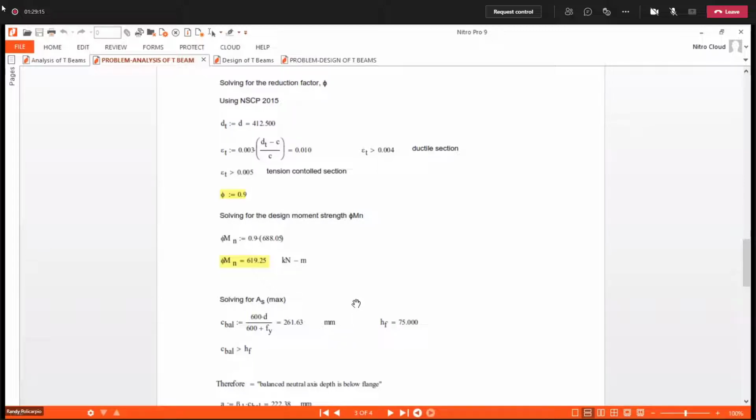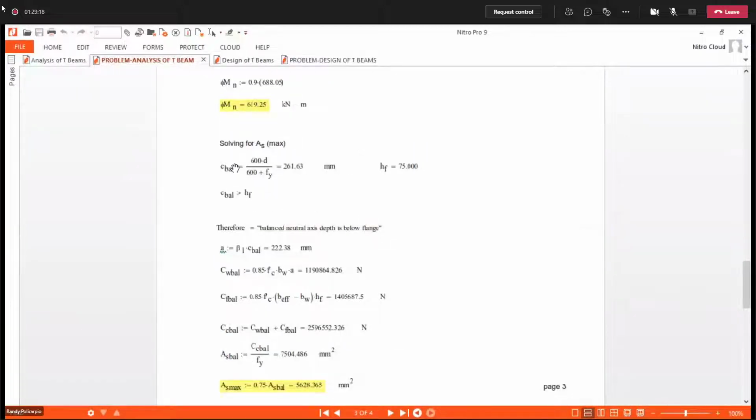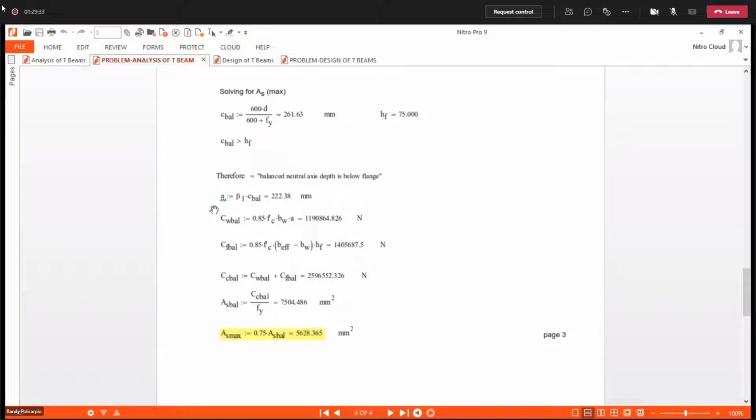Okay. Now for the determination of the AS max using what? Yung old code, no? Ito yung computation natin, no? C balance, okay, greater than HF. Okay, ito yung formula. Now solving for A, we have beta 1 C balance, no? Then yung CW balance natin, we have this formula, and CF balance, we have this, no? So adding these two will have your CC balance, and we may able to solve for AS balance.